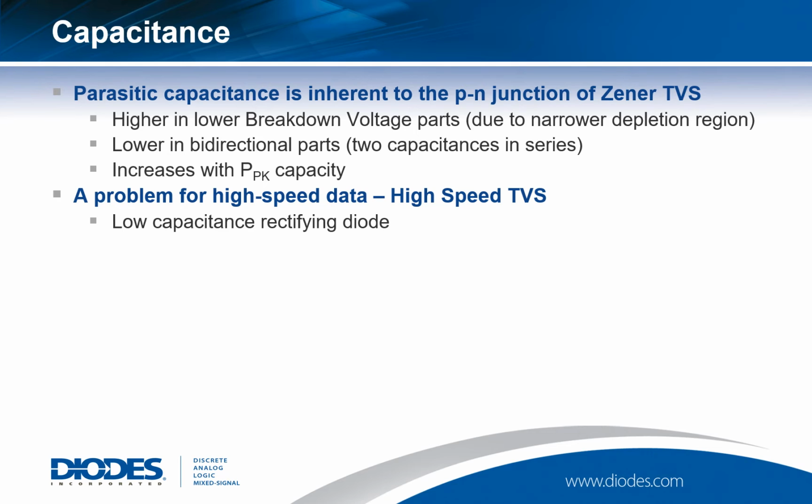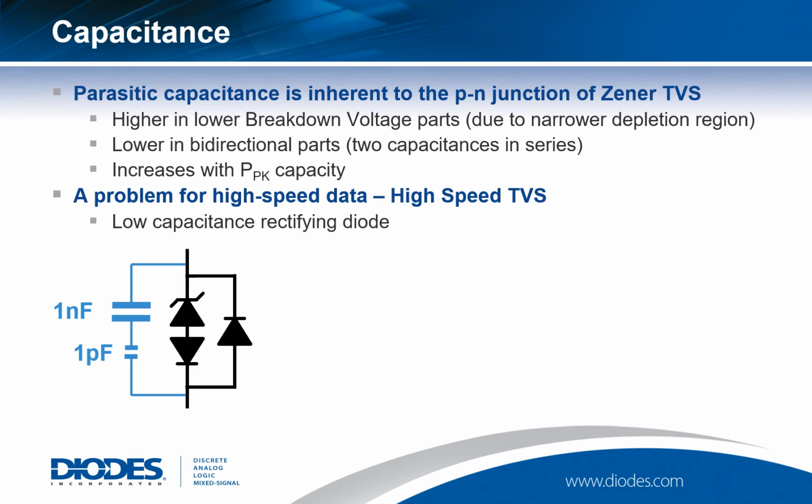but one possible solution to that is to use a low capacitance rectifying diode. If we start with our basic TVS that might have a capacitance of 1 nanofarad, and we put the rectifying diode in series with it with a capacitance of 1 picofarad, you can see that that would drastically reduce the capacitance. However, we have now made a unidirectional device, a true unidirectional device.